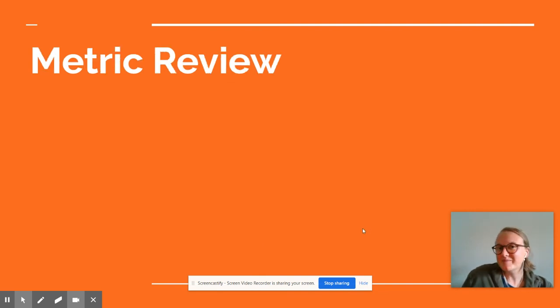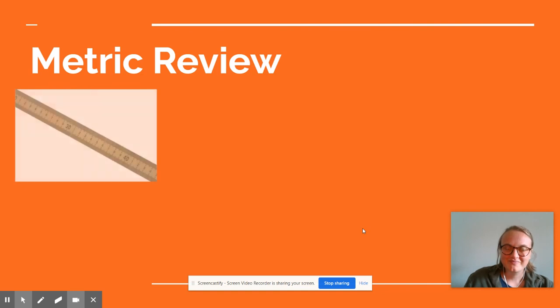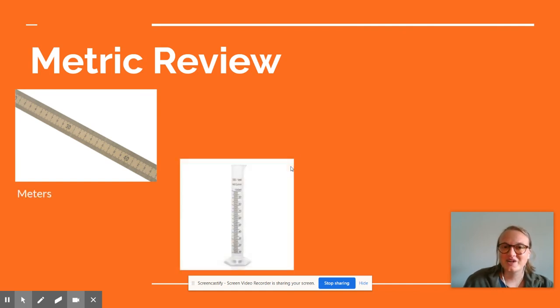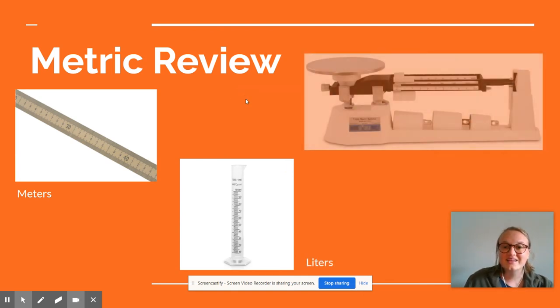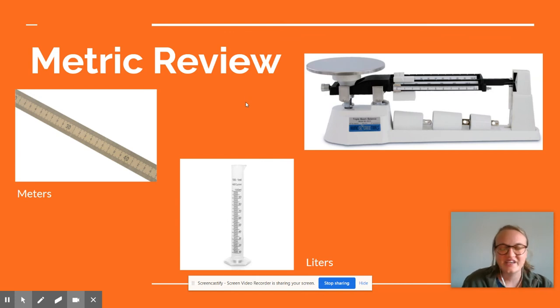Let's do a little bit of review of the metric system. Can anybody remember what this is? This is a meter stick, which measures things in meters. Crazy. We've got this graduated cylinder, which is used to measure volume in liters. And then we've got this handy fancy triple beam balance, which measures mass in grams.